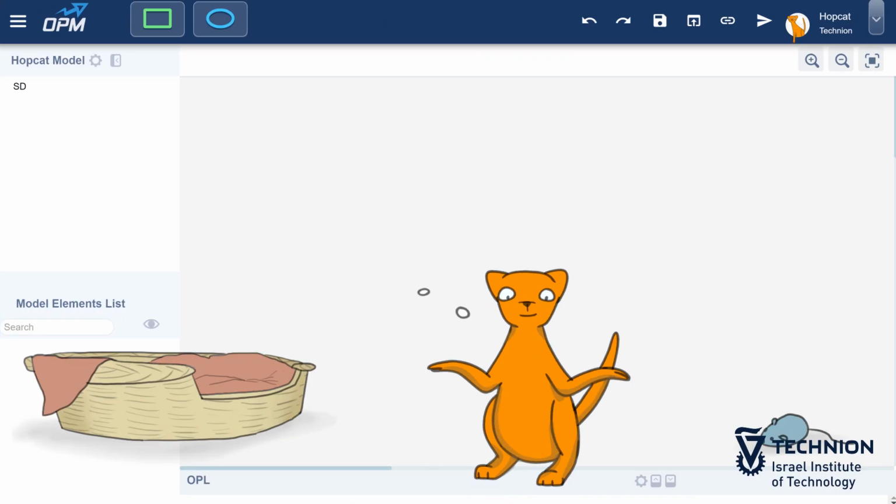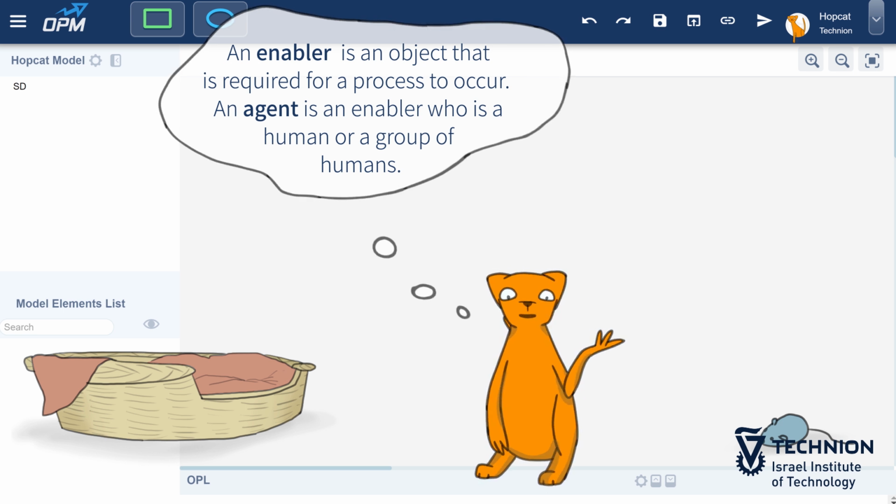Hopcat is always around to give us some definitions. An enabler is an object that is required for a process to occur. An agent is an enabler who is a human or a group of humans.